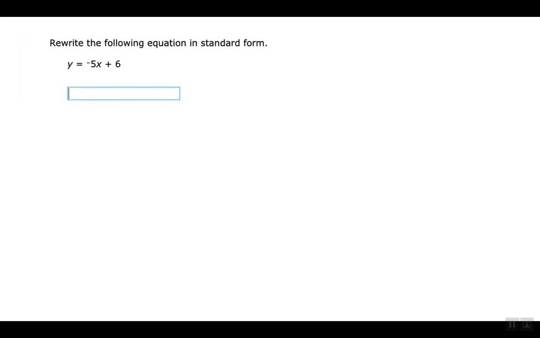All right, so let's look at our first example. The majority of these examples are very simple. Okay, so, all right, so again, to be in standard form, it's got to look like this.